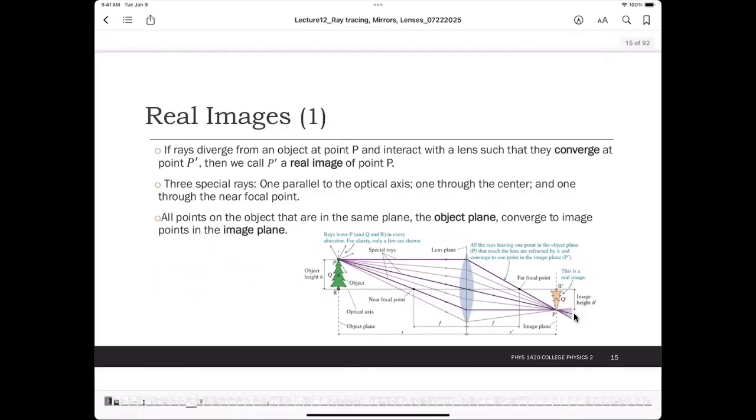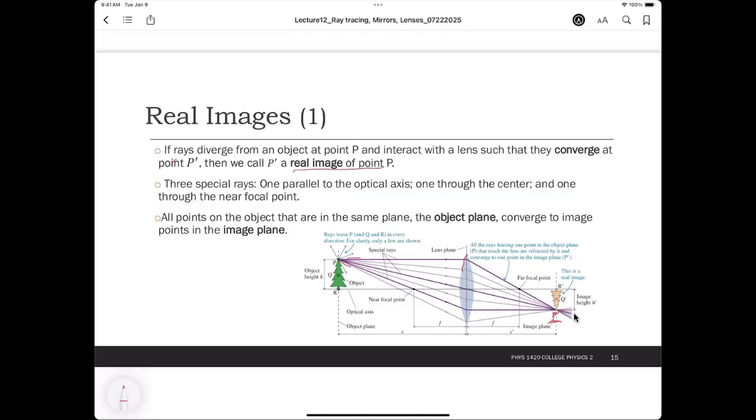Okay, let's talk about a real image. What is a real image? If rays diverge from an object at point P, you can see here, some rays diverge from an object at this point P, and interact with the lens such that they converge at point P prime, then we call P prime a real image of point P.